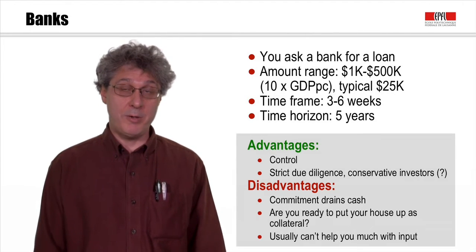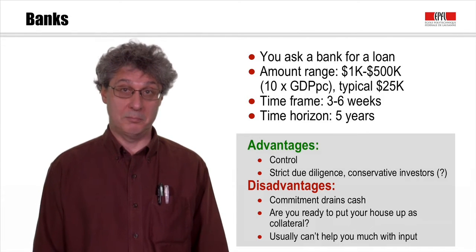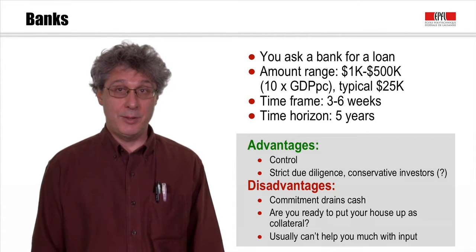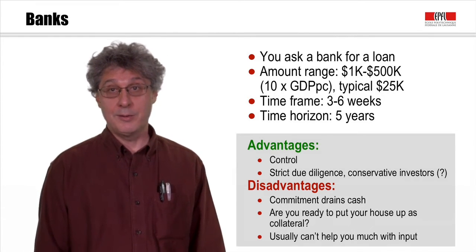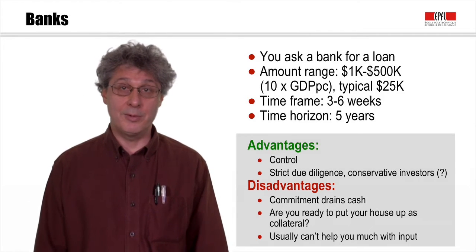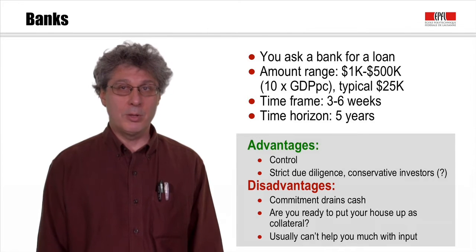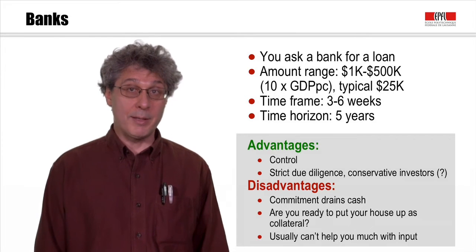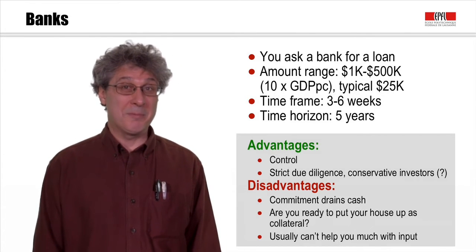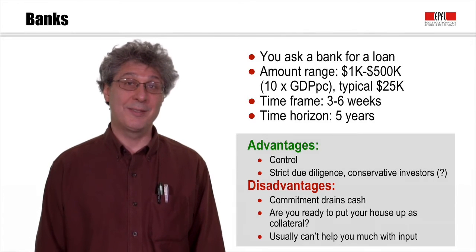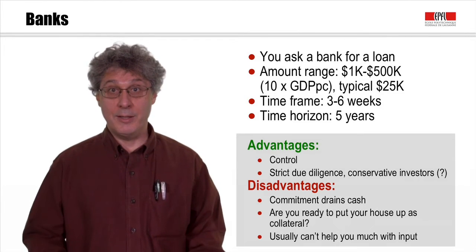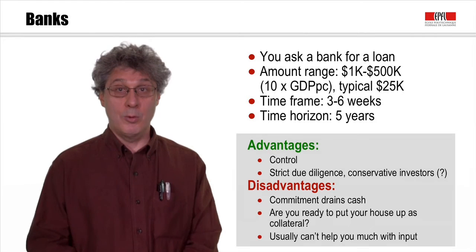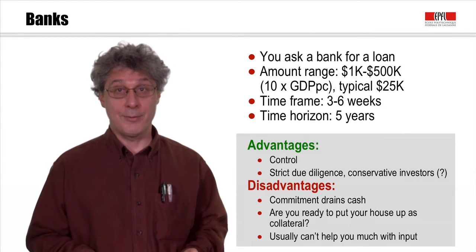Banks is where you go when you want to take out a loan. The bank lends you money, usually small amounts of money, on the order of 1,000. Of course, you can get up to maybe 500,000, or 10 times GDP per capita, but your typical amount is going to be much lower than that, more on the order of 25,000 or 1/2 GDP per capita. It takes about 1 to 2 months to get a loan, as the bank has to do all kinds of due diligence on you, and they also want to make sure that you're going to pay them back, or that you are going to put up something as collateral.